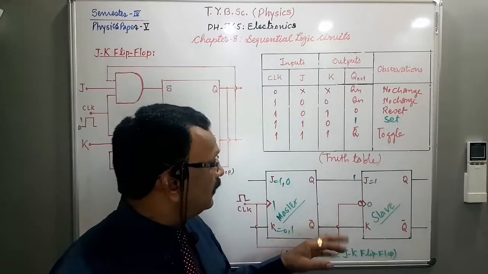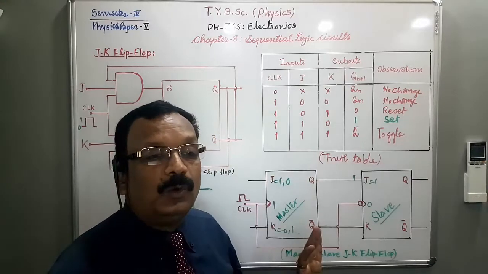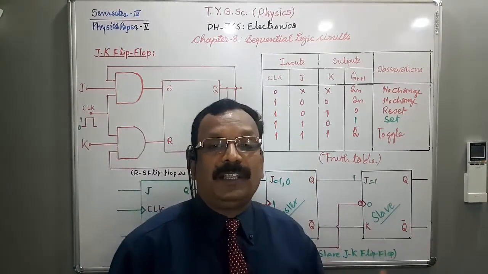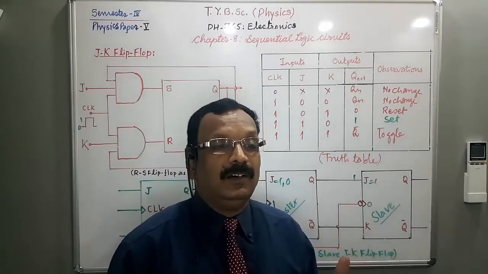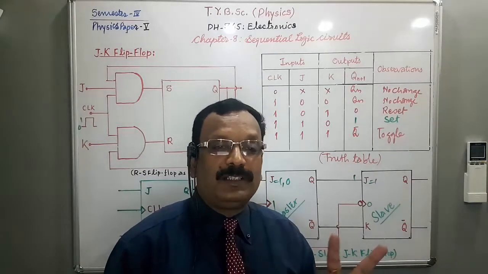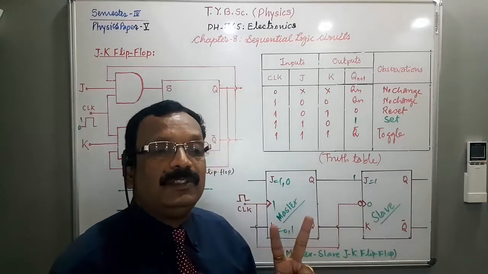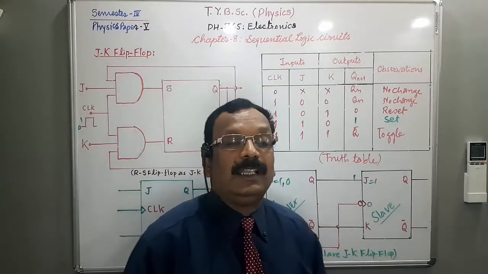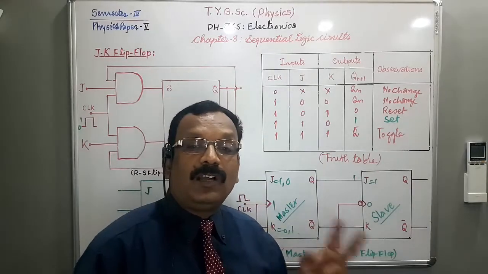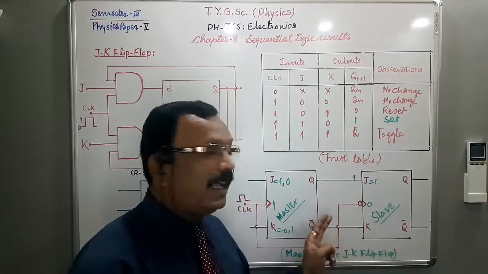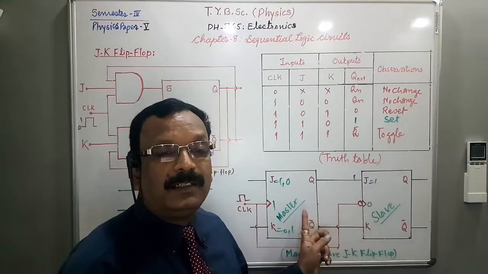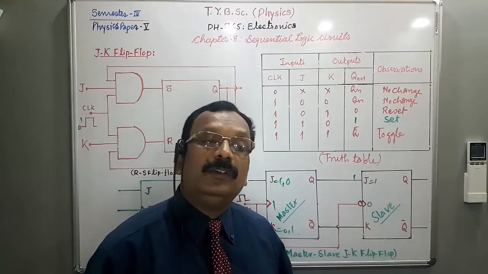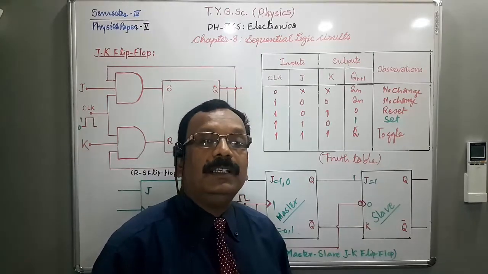Now, when J is equal to 1 and K is equal to 1, the master toggles on the positive clock edge and the slave toggles on the negative clock edge. Both toggle. When both inputs J and K are logically high, the master will toggle and the slave will also toggle. But the master toggles on the positive clock edge and the slave toggles on the negative clock pulse.